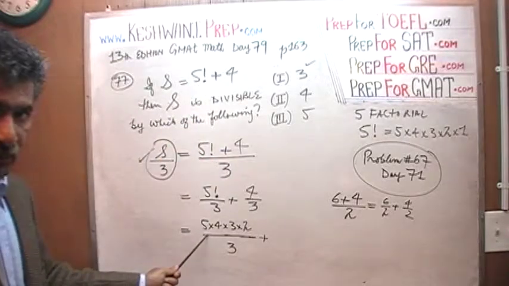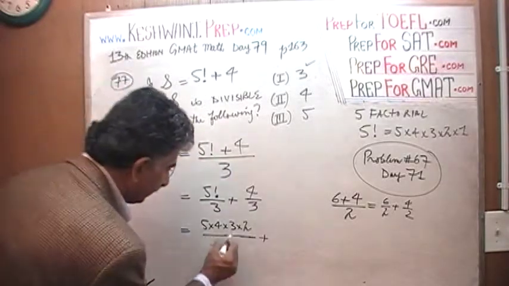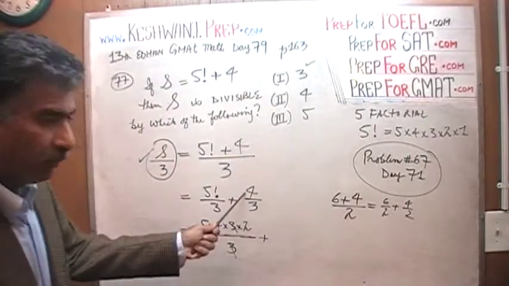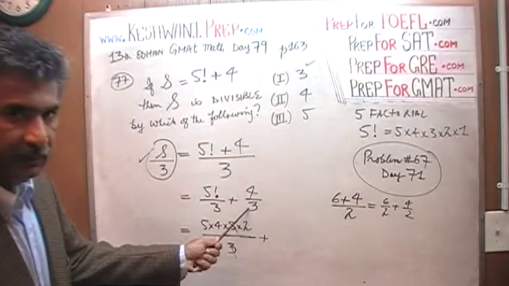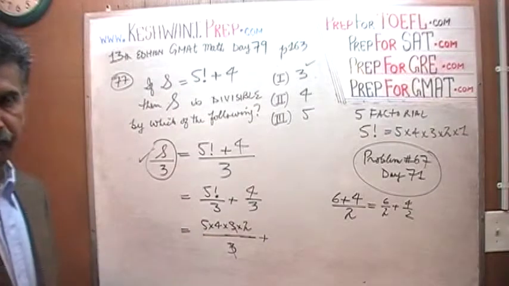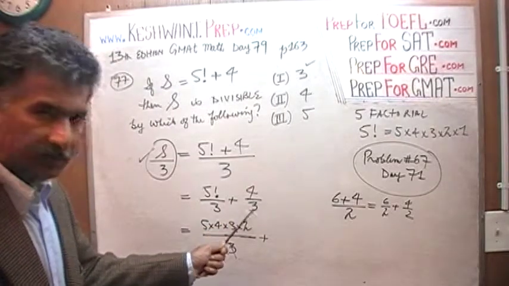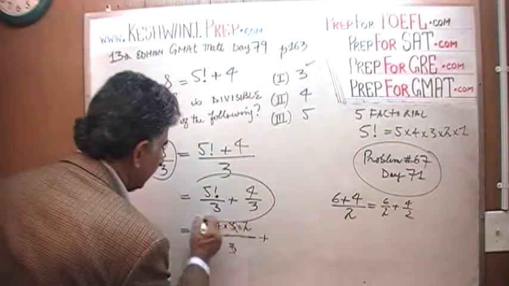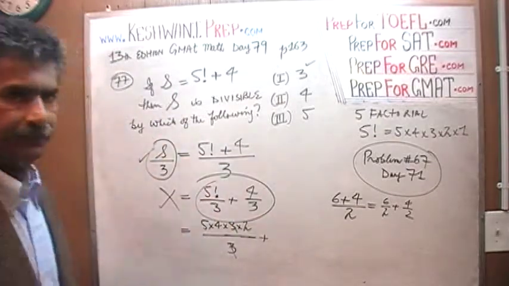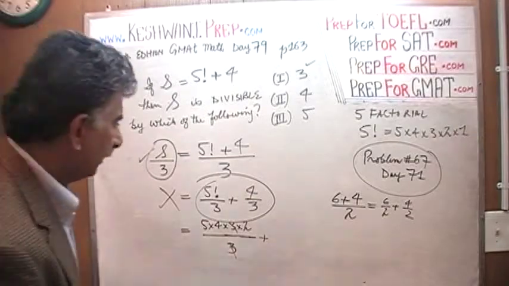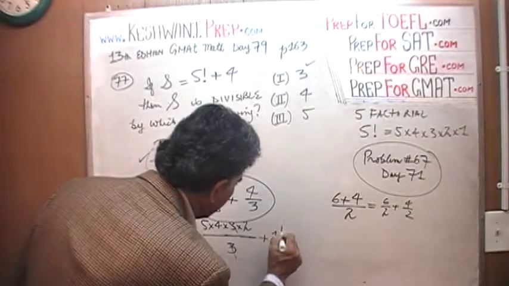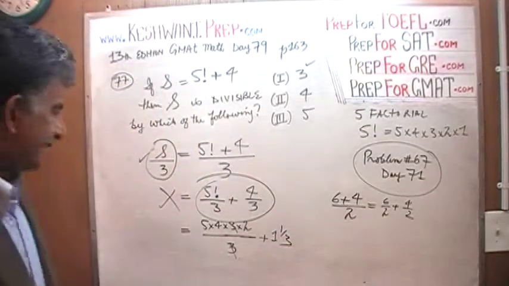Is this quantity divisible by 3? Of course it is. Right there, it's divisible by 3. But then we have a plus 4. 4 divided by 3 is not divisible. 4 is not evenly divisible by 3. Since 4 is not divisible by 3, this entire quantity is not divisible by 3. It is not evenly divisible by 3, because here we're going to get 1 and 1/3. It is not divisible by 3.